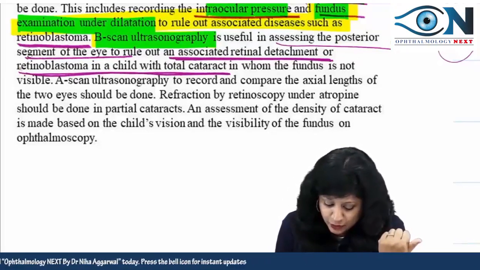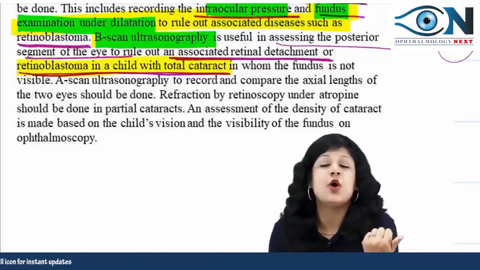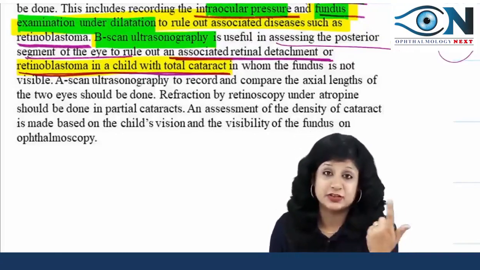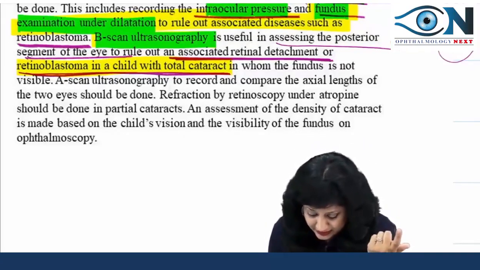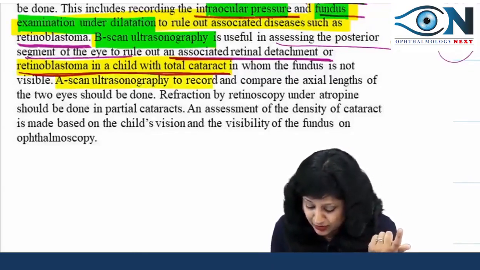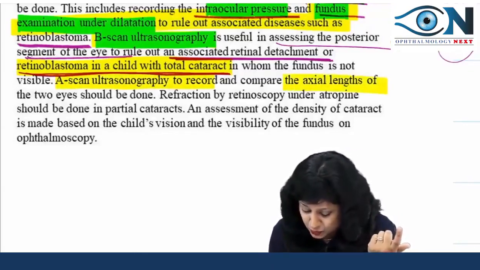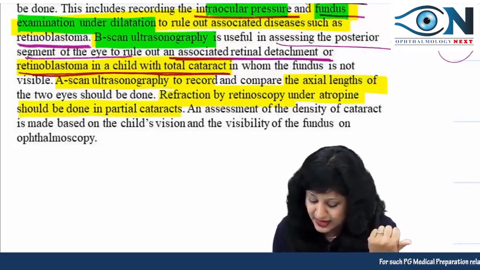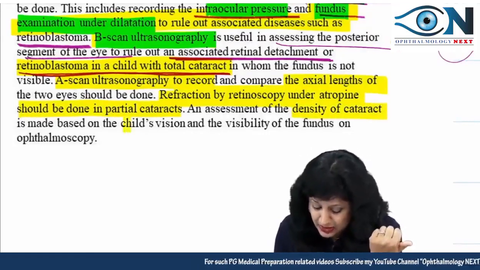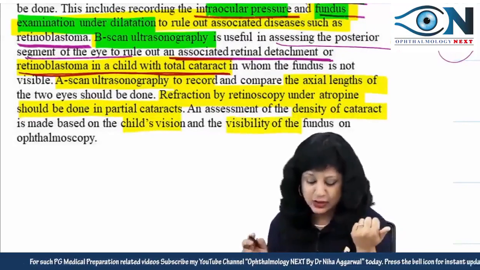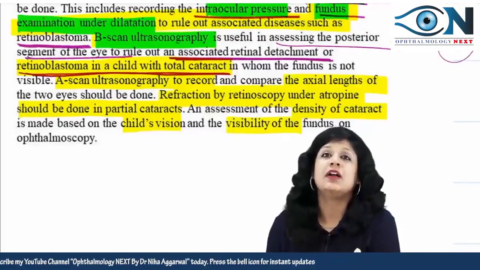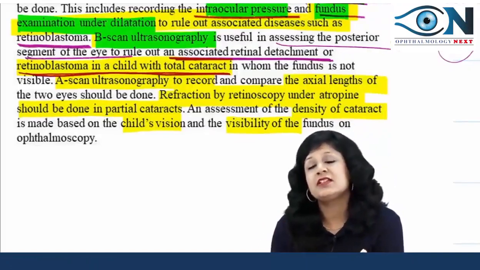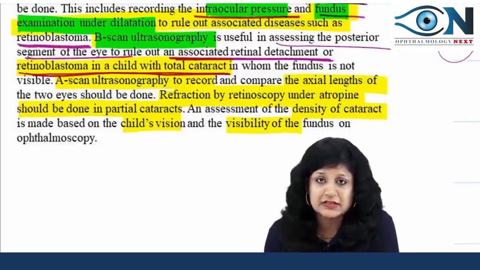Sometimes what happens, we have got the retinoblastoma, and even a long lasting retinoblastoma can also lead to cataract. So there will be haziness, and you are not able to see the fundus in those cases. Then A-scan ultrasonography to record and compare the axial lengths of the two eyes, and refraction by retinoscopy under atropine should be done in the partial cataract. Assessment of the density of the cataract is made based on the child's vision and the visibility of the fundus on ophthalmoscopy, because you are not able to do the slit lamp examination in cases of children. Otherwise, for the density, we use the slit lamp examination.